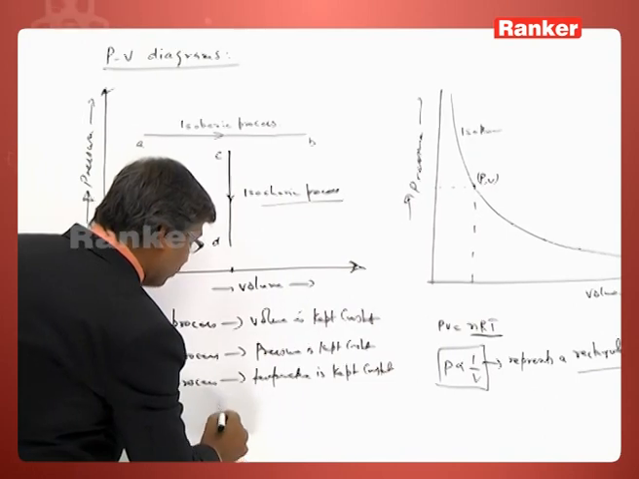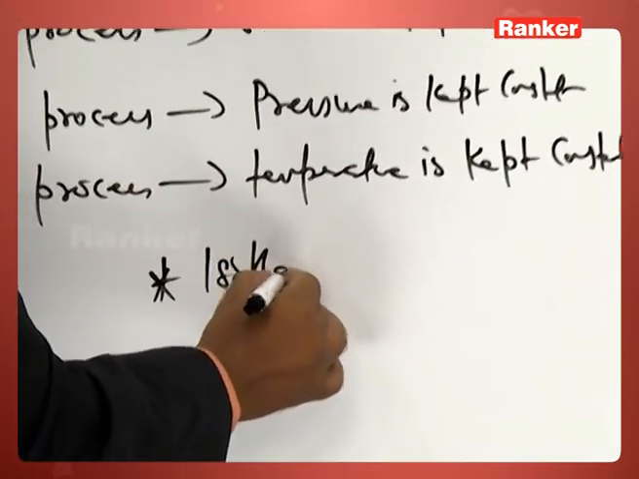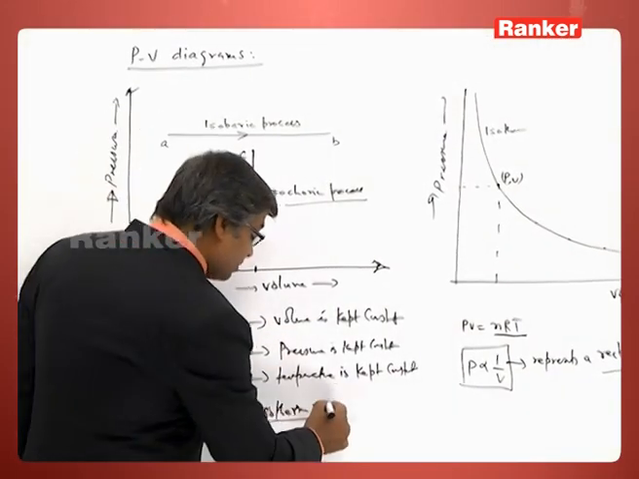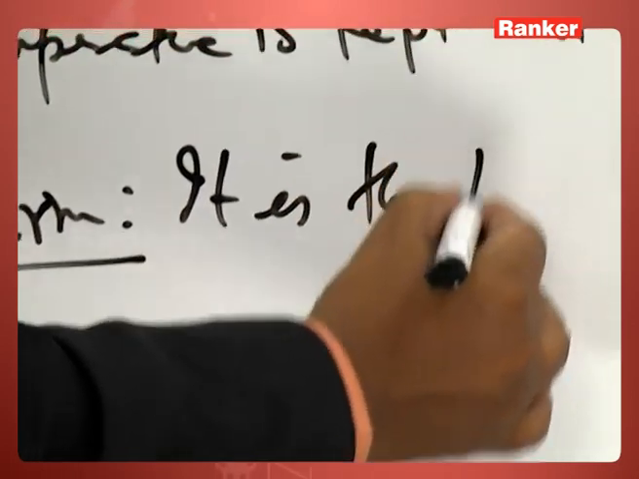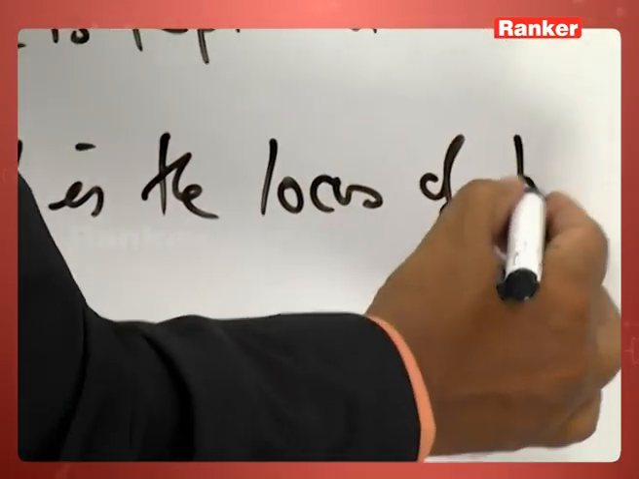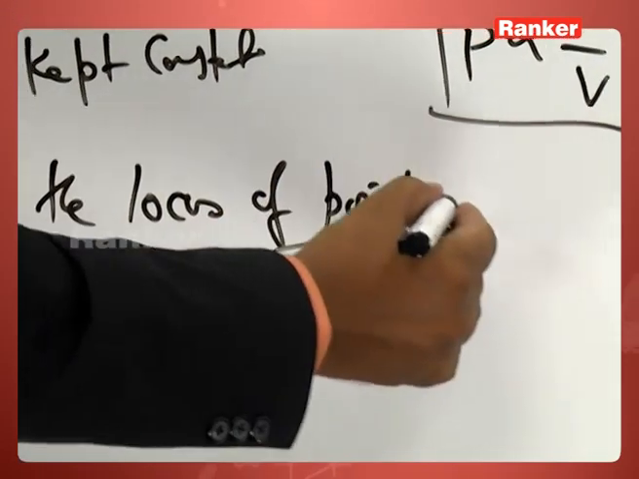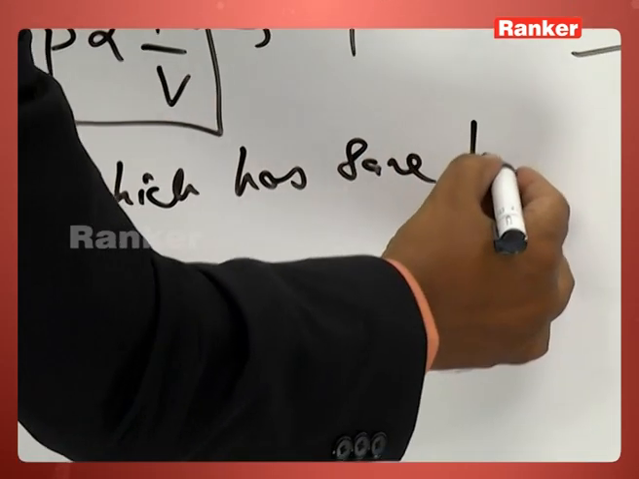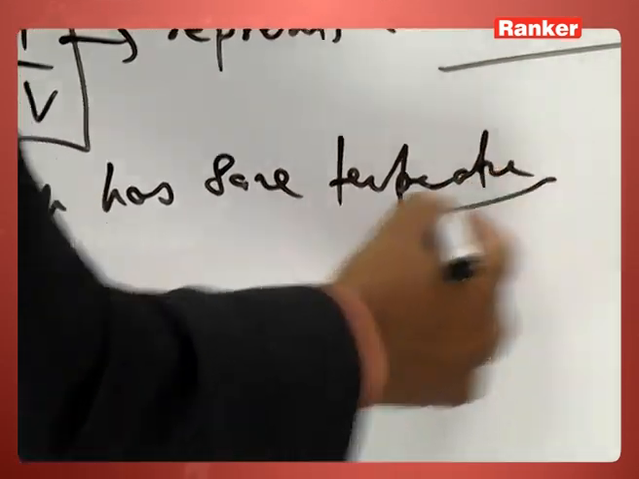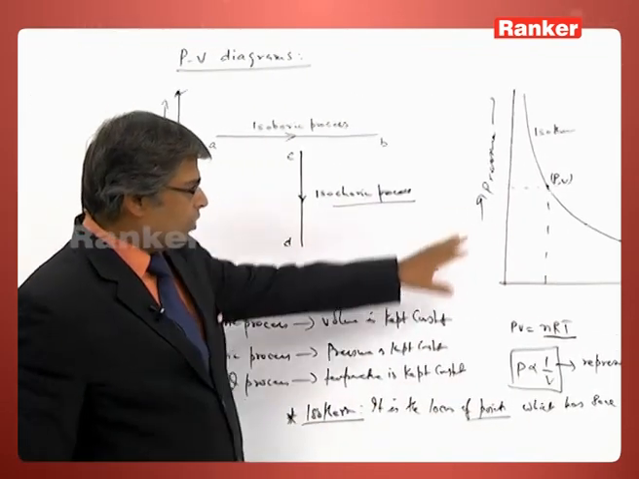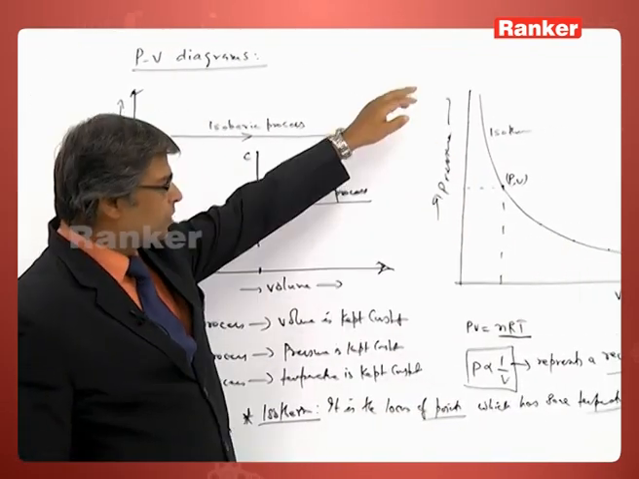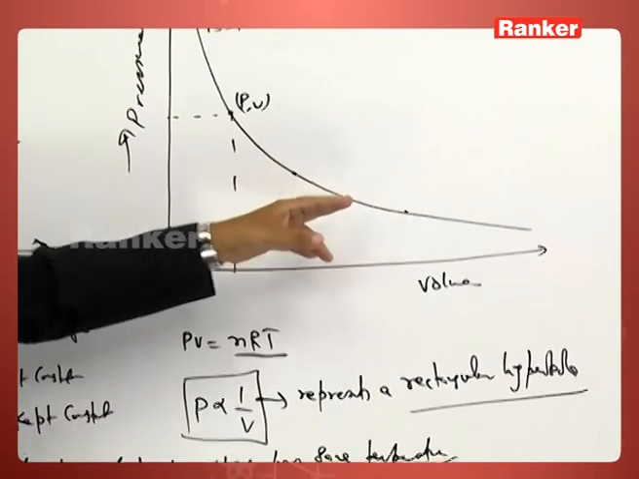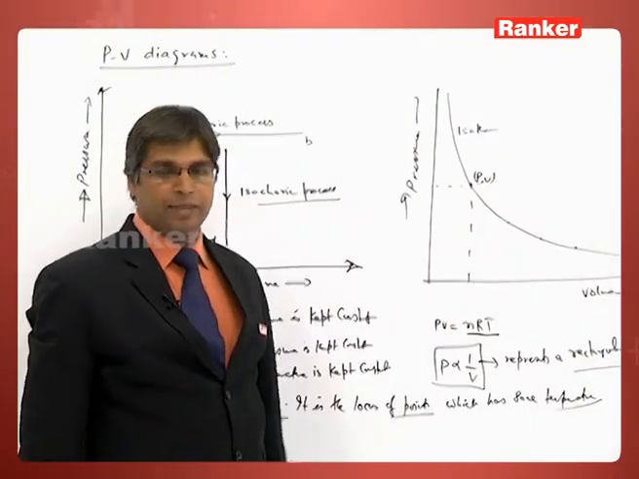So, what is an isotherm? Definition: let us talk some technical terms. An isotherm is the locus of points, which points? Thermodynamic coordinates which have the same temperature. So, if temperature is constant, this is called an isotherm. All the points here will have the same temperature.